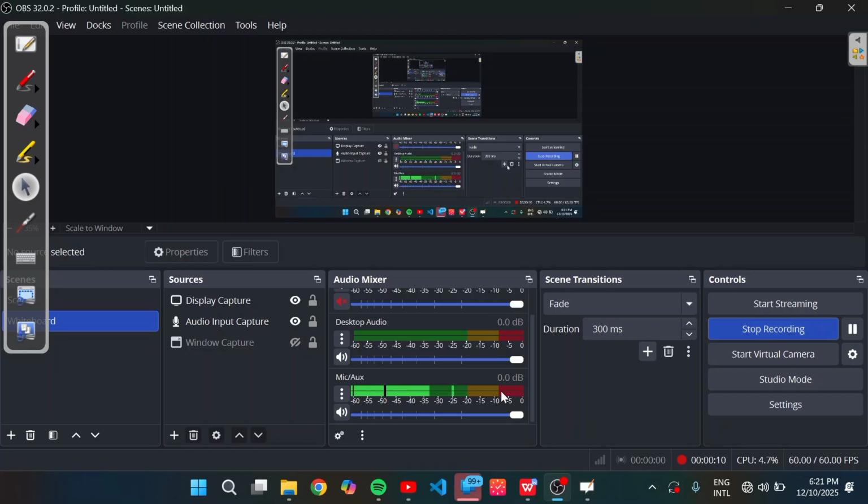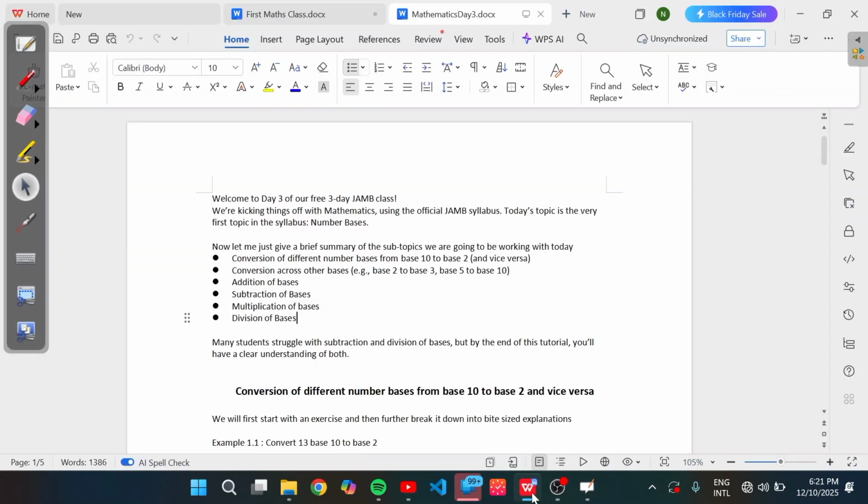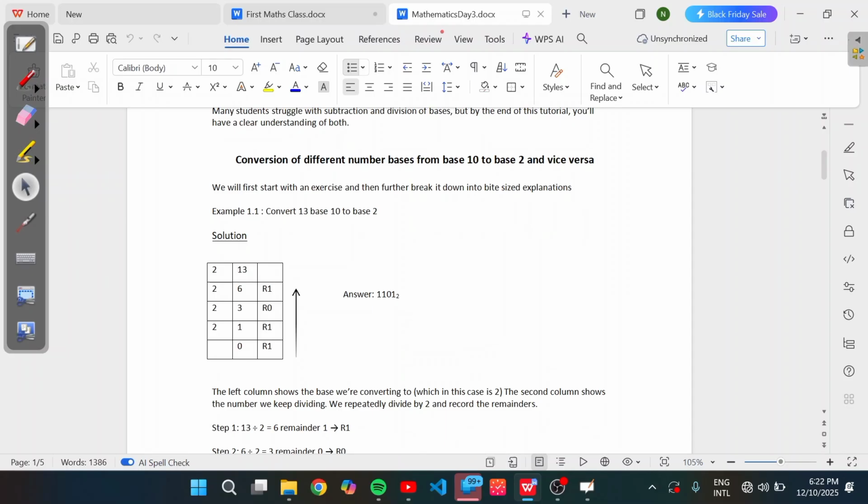So we're going to be treating the following topics. Let me just bring it up. We're going to treat conversion of different number bases from base 10 to base 2. We're going to treat conversion across other bases. We're going to treat addition of bases, subtraction of bases, multiplication and division of bases, all in this video. So make sure to not get lost along the way. So let's jump straight into conversion of different number bases from base 10 to base 2.